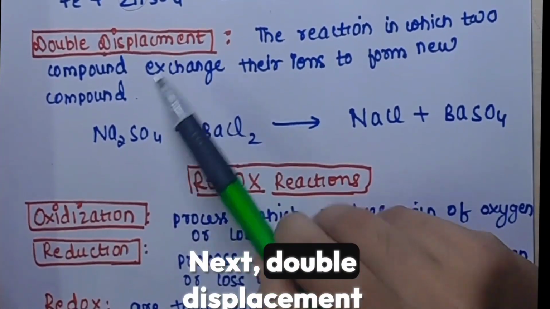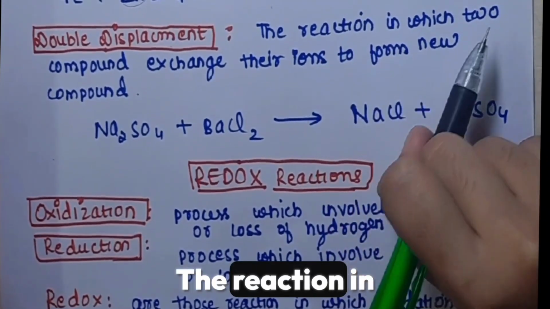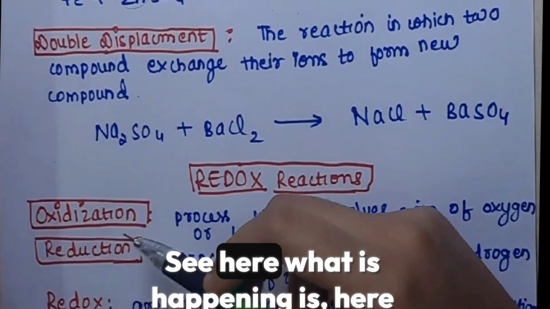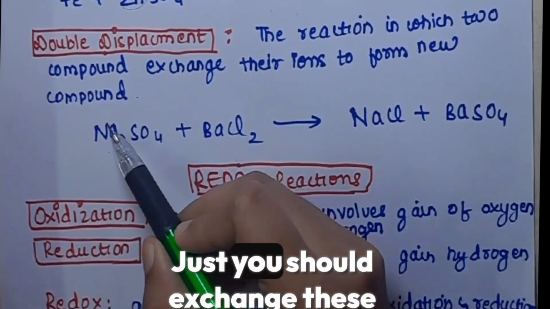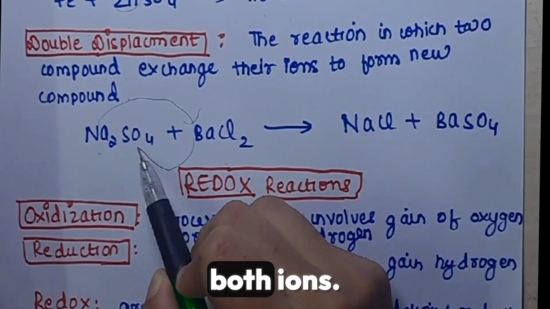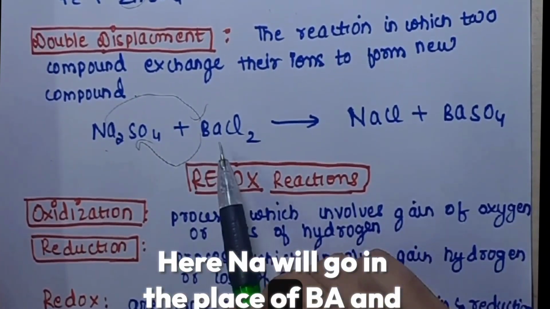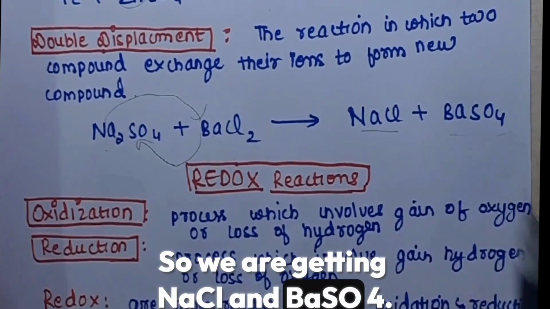Next, double displacement reaction. The reaction in which 2 compounds exchange their ions to form new compounds. See, here what is happening is, here we have Na2SO4 and BaCl2. You should just exchange both ions. Here Na will go in the place of Ba and Ba will go in the place of Na. So we are getting NaCl and BaSO4.